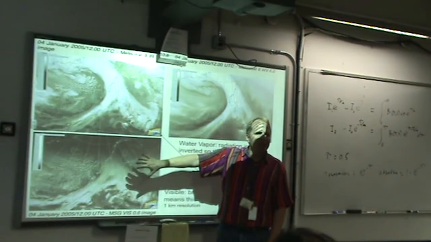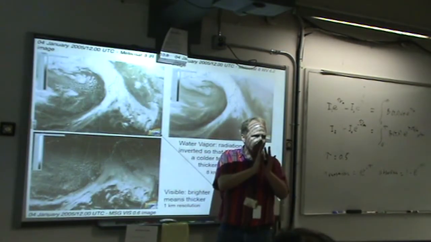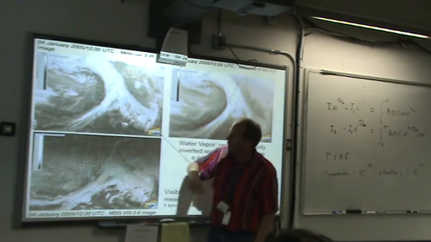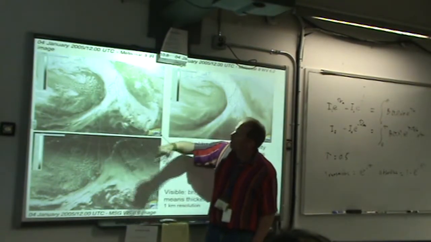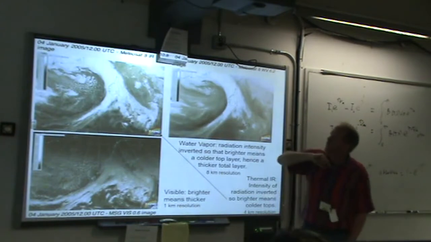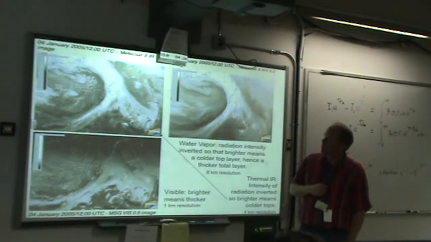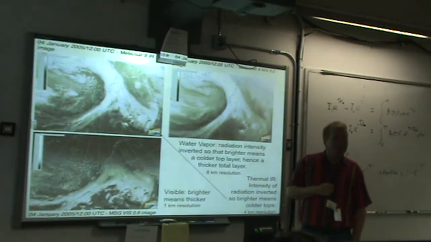Visible. Because it's visible, you can get higher resolution. Okay? If we have higher resolution here, we get lower resolution there. We still see the clouds in both of these. The clouds begin to disappear in the water vapor. There's two reasons for that. One is lower resolution, but there's another reason that we just talked about: absorption by the water vapor.